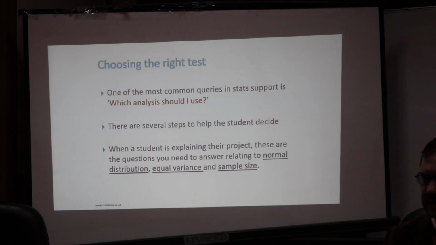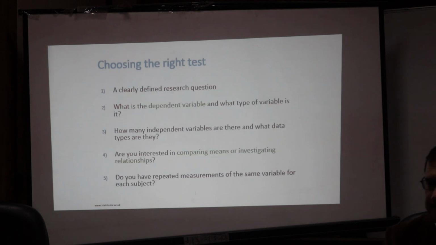Choosing the right test, we already mentioned this, depends on our normal distribution, on our variance, on our sample size. So if we have a small sample size, we most likely go for a non-parametric test. Choosing the right test: clearly define research questions, what are the dependent variables. What do you mean by dependent variable?